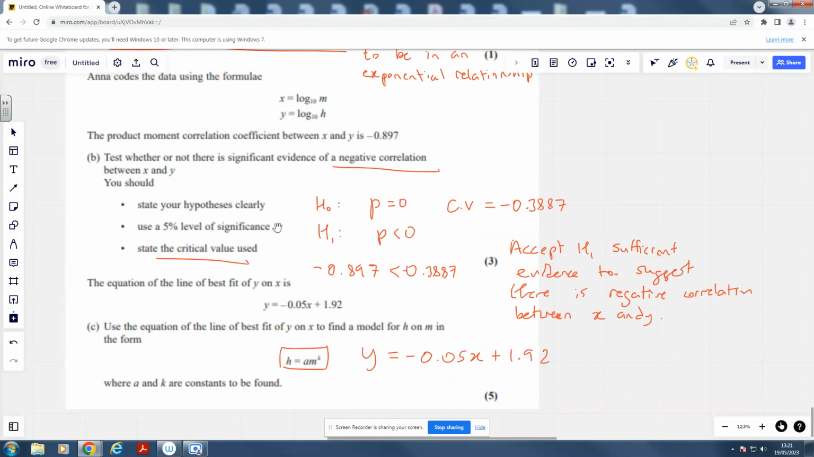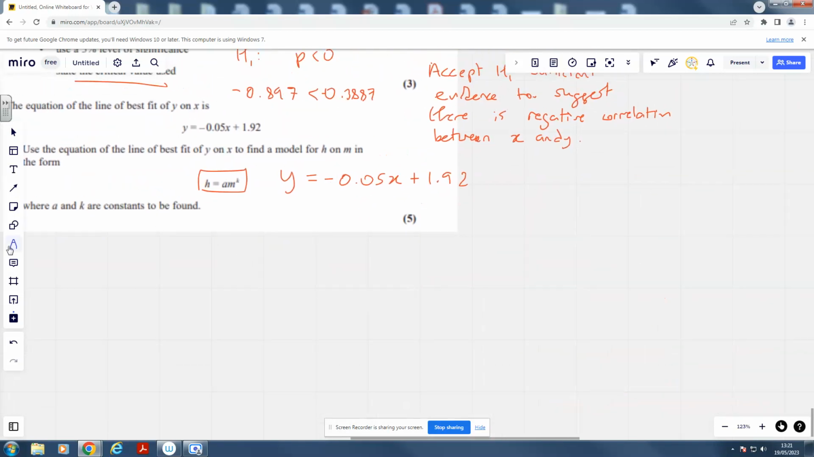X is log m, y is log h, yeah? This is the way I'd like to do it. Y is log h, x is log m. I think the easiest way here is to collect the logs together. You can do 10 to the power of that entire side straight away on the first go, but I think it's honestly easier to just use a bit of log laws first.